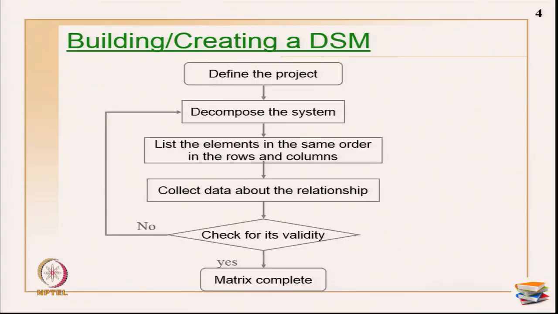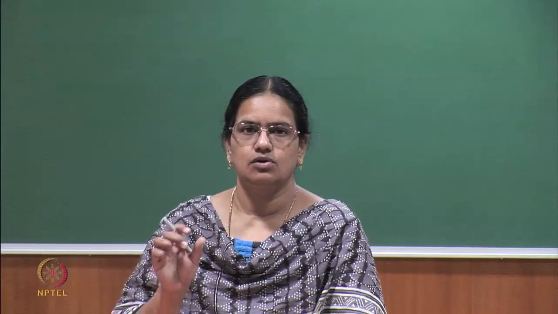Accordingly, what you have to do is identify the elements. Elements is a generic name given for components, teams, parameters and so on. So, if you want to do it at the activity level, then list out all the activities in the same order in rows and columns, so that you get the skeleton DSM. A skeleton DSM is a blank DSM with just the rows and columns identified and no relationships identified. Okay, that is primarily called the skeleton structure.